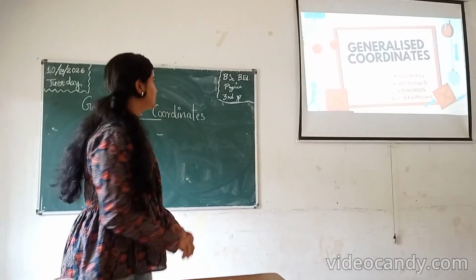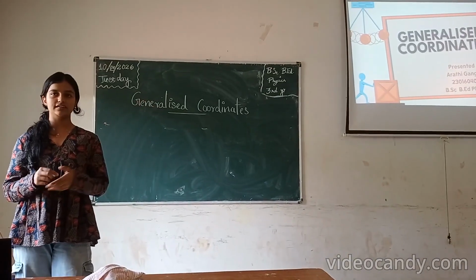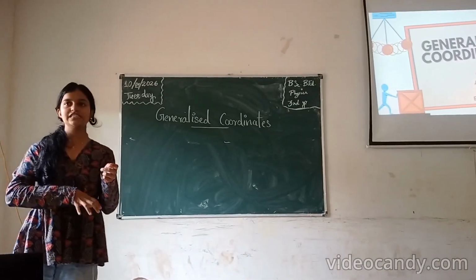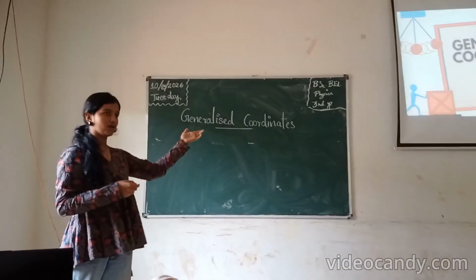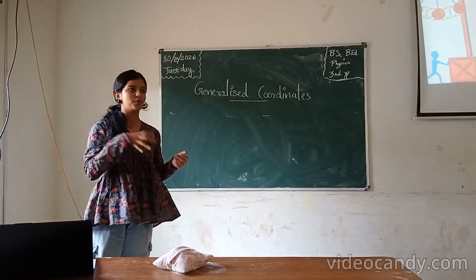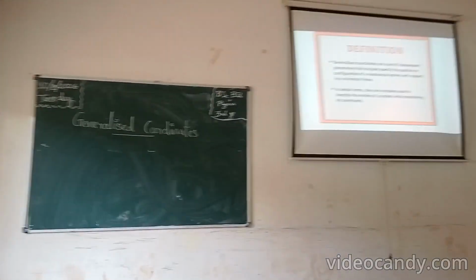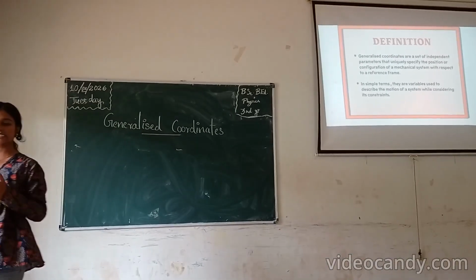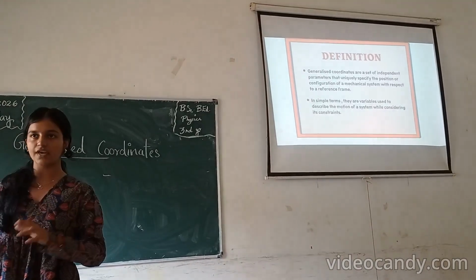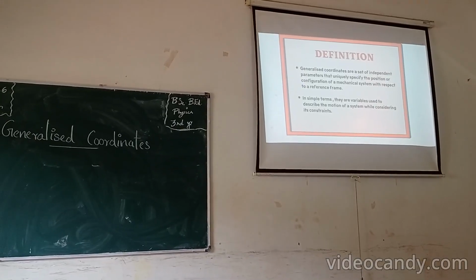Generalized coordinates. As you can see, there are two terms: generalized and coordinates. Generalized means something which is general or flexible, right? So what do we mean by coordinates? Coordinates, what is the use? To find position or configuration, right? So from generalized coordinates, we can say the definition, in simple terms, is that they are the variables used to find the position or configuration by considering the constraints, which were already taken by Anushara.